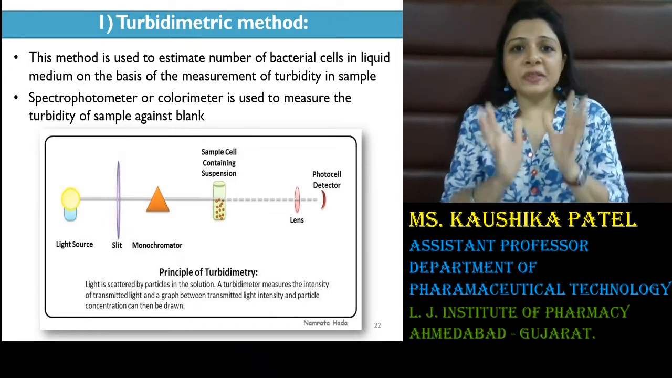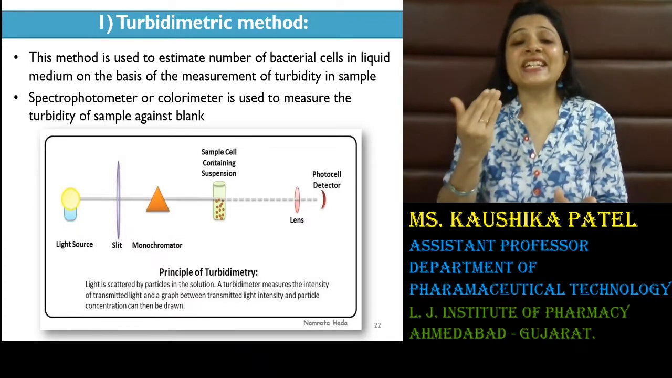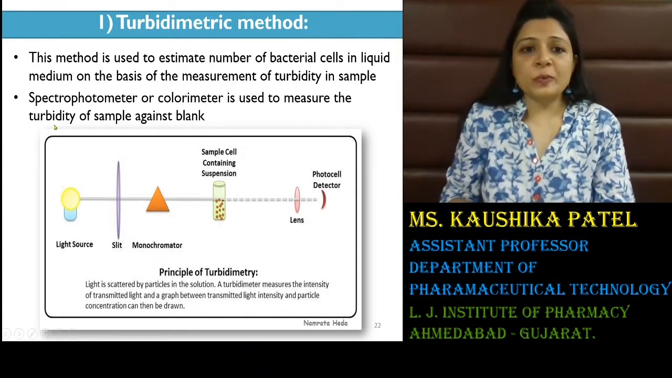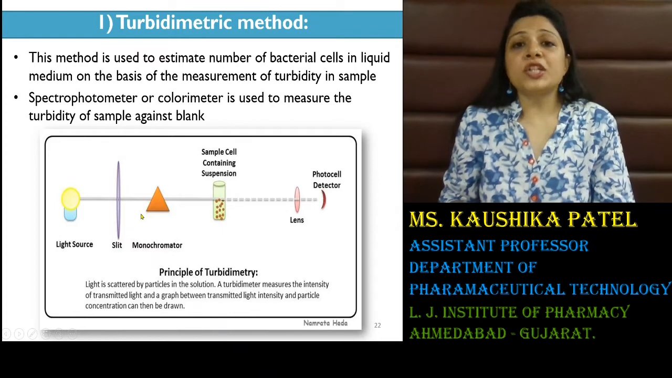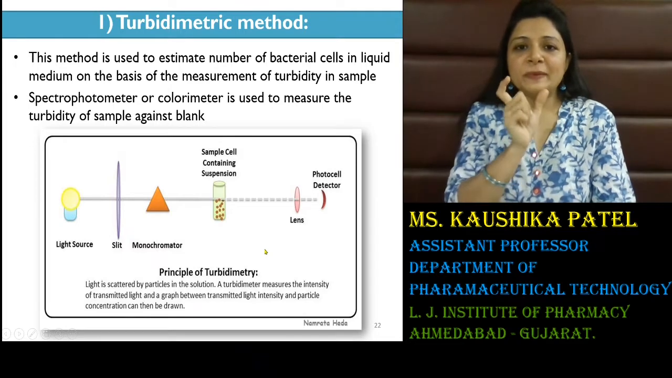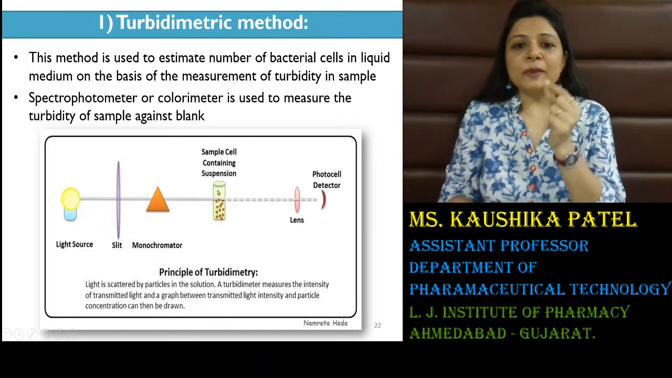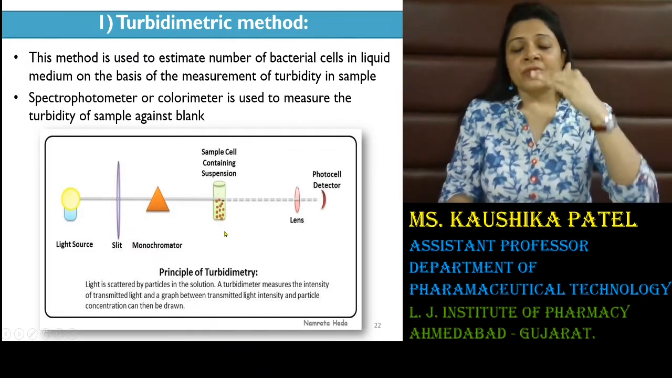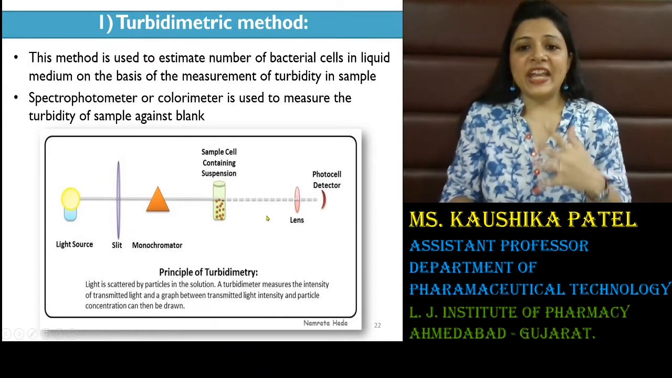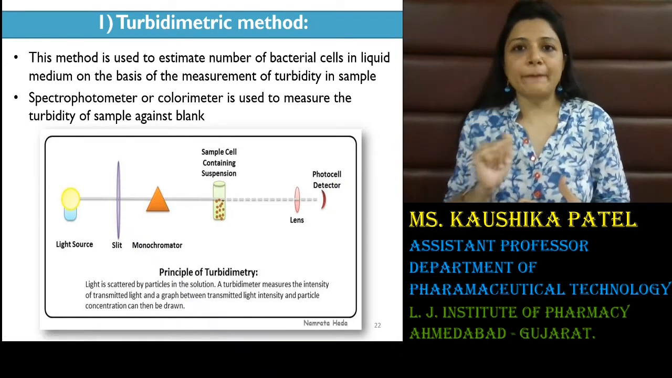You have to measure the turbidity of the sample. The higher the turbidity of the sample, the more bacterial cells are present in it. So you will require either a spectrophotometer, colorimeter, or turbidometer. What is the principle? In the sample compartment, you fill your suitably diluted sample. The light is passed through a monochromator, and that single beam of light falls on the sample. That beam of light will be scattered by the cells present in the sample, and those rays will be detected by the photocell detector present on the other side of the sample compartment.